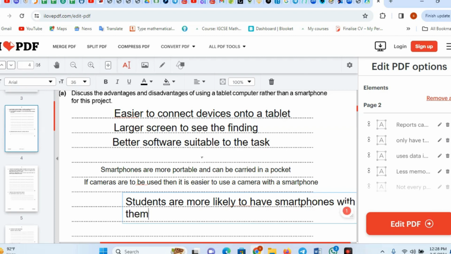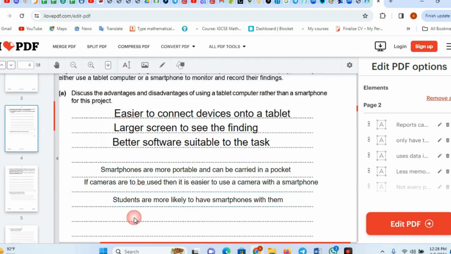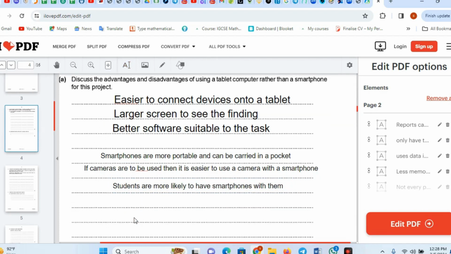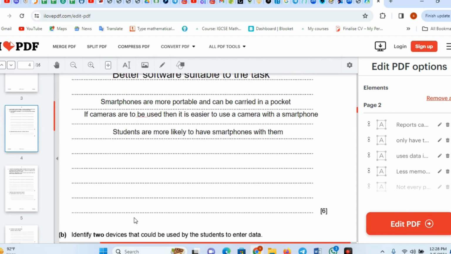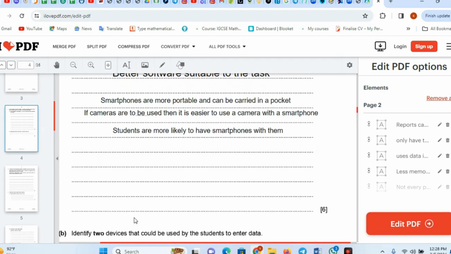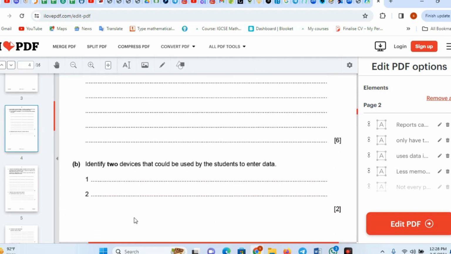If you ask yourself now, don't you have a smartphone? You do. But how many of us can say we have a tablet? Even I myself, I don't have a tablet. I only have, well, you don't want to know the type of phone I'm using, but I have a smartphone. So, as students, it's easier to get a smartphone than a tablet. So, let's go to question B.